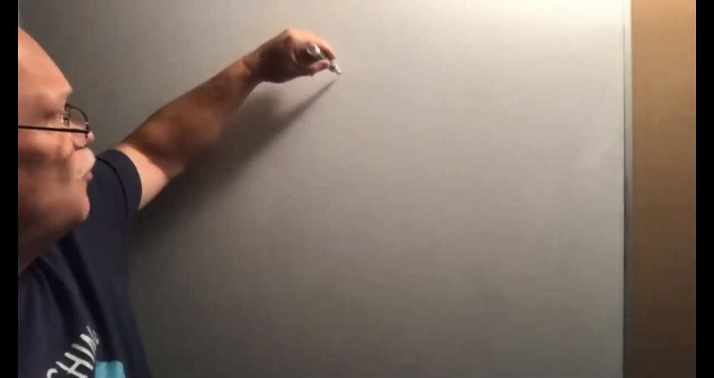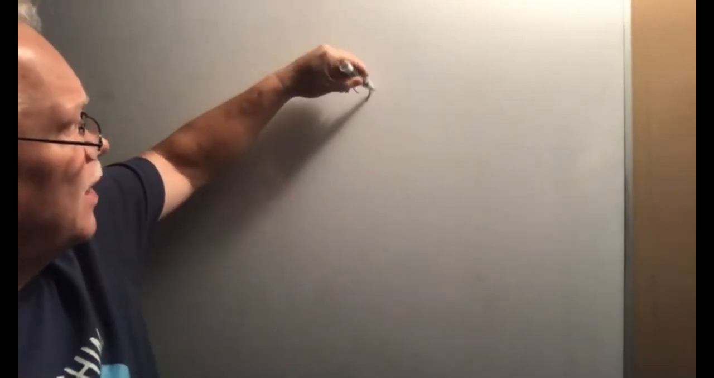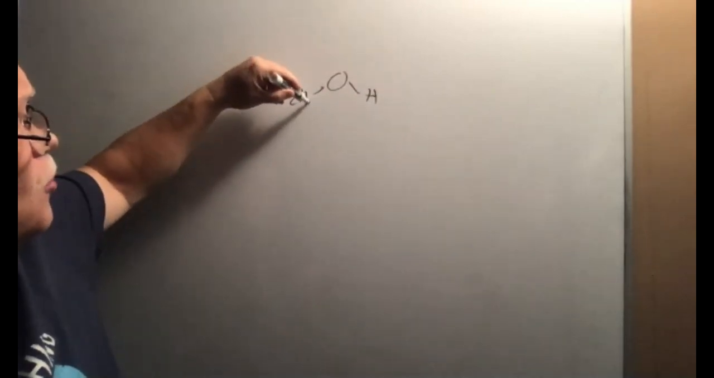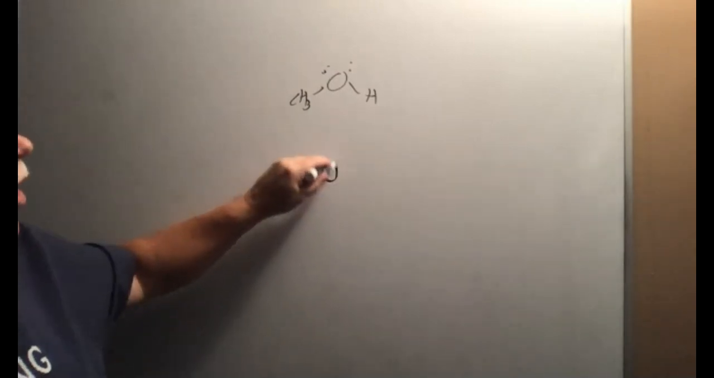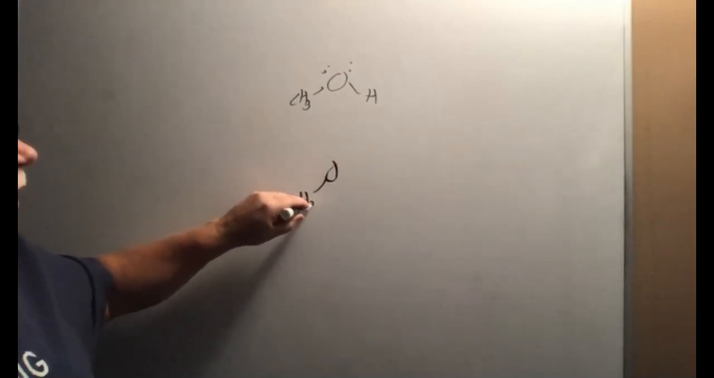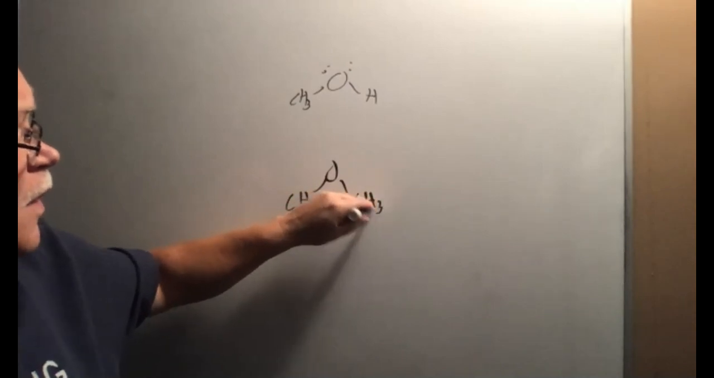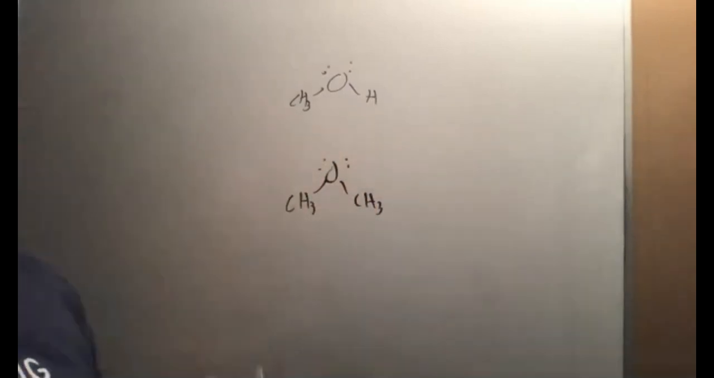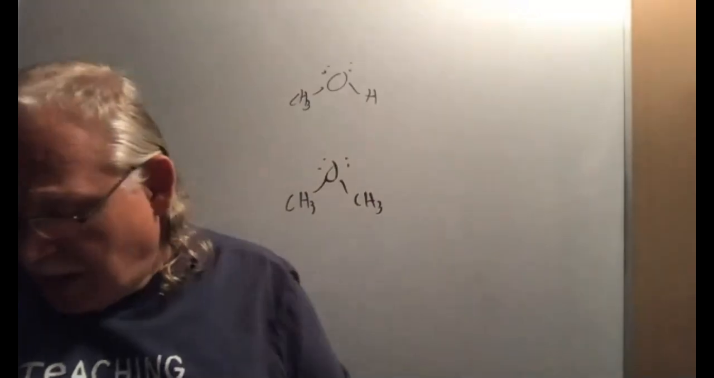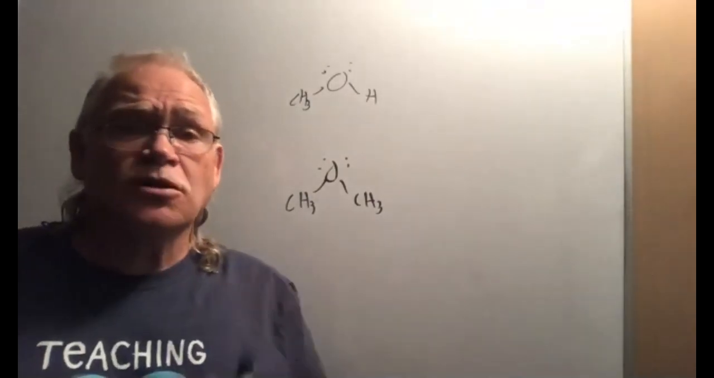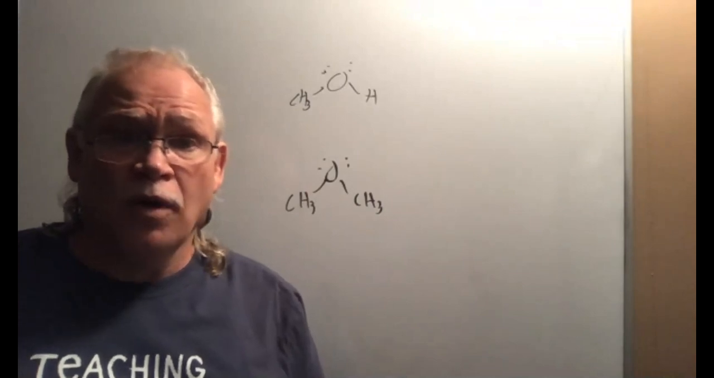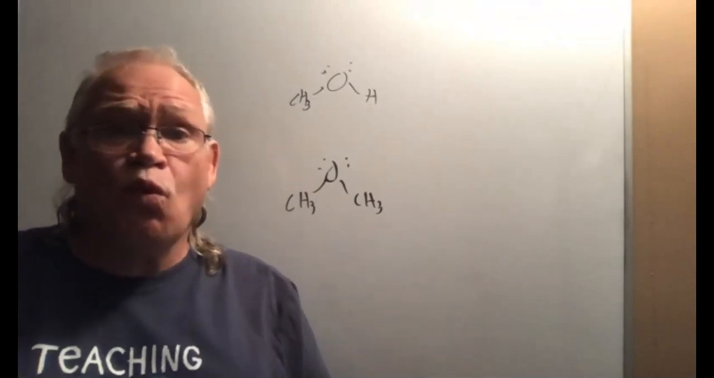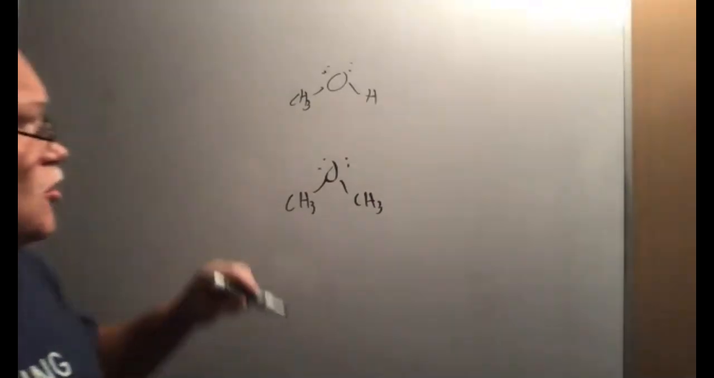Ethers are compounds like alcohols. If we were to draw the structure for methanol, we could draw this structure with the 2 lone pairs on the oxygen. Notice that this ether looks very similar. So ethers are polar just like alcohols. But what's the big difference? Can ethers hydrogen bond with themselves? No. But can they hydrogen bond with water? And the answer is yes.